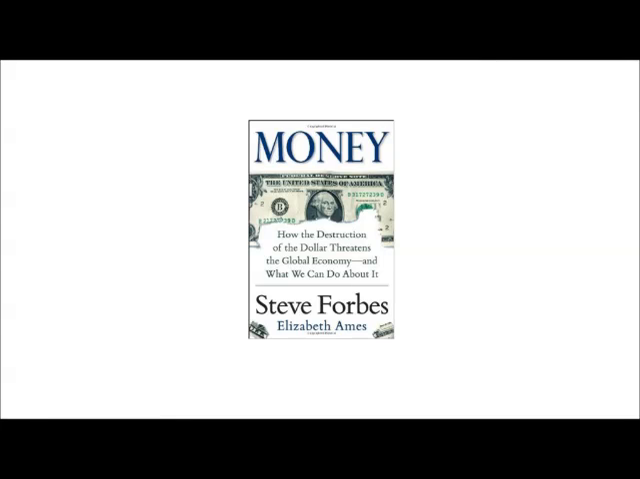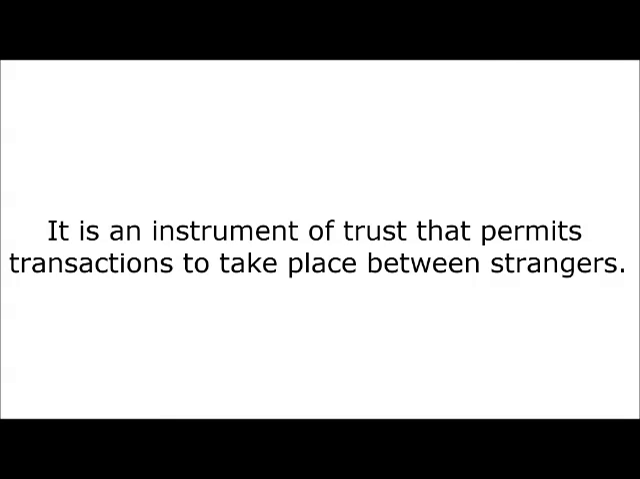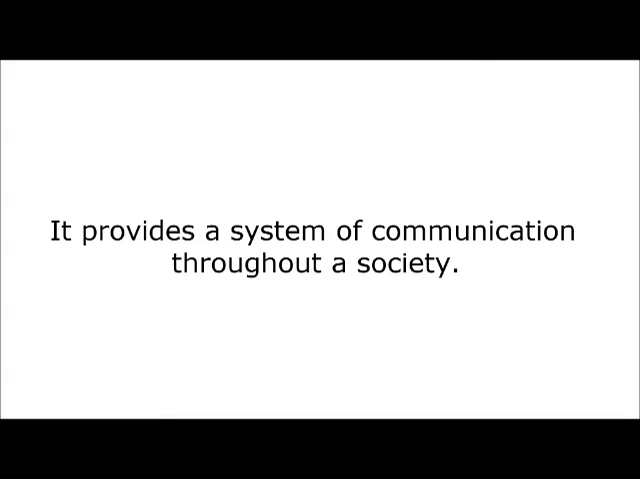In his book, Money, How the Destruction of the Dollar Threatens the Global Economy and What We Can Do About It, Steve Forbes lists the three main purposes of money. First, it is a measure of value. Second, it is an instrument of trust that permits transactions to take place between strangers. Third, it provides a system of communication throughout a society. Now, what this means is the following. Money is a measure of value, and nothing more.